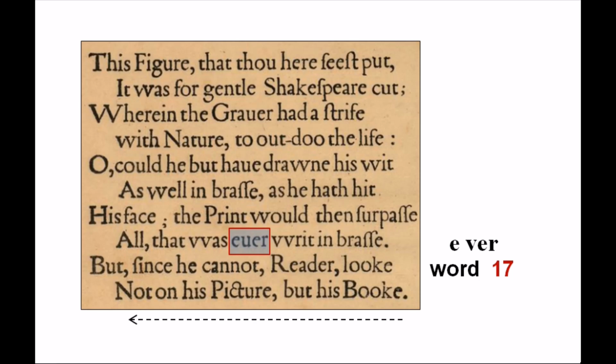We're looking at the To the Reader poem on the opening page of the First Folio, and other researchers have already figured out that if you count right to left from the end of the poem, Ever, a short form of Edward Vere and an anagram of Vere, is the 17th word, the same number as de Vere's Earl number.